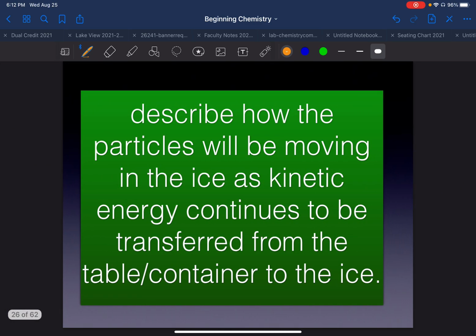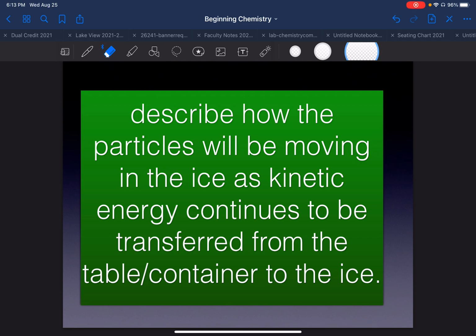And then what we did today was I gave the students some ice at their table, and I asked them to describe how the particles would be moving in the ice as the kinetic energy continues to be transformed from the table to the container of the ice. Some things we had to remember: one, that kinetic energy is referring to your moving energy. The other thing that threw students a little bit was the particles. Particles is just a broad term that I want to use to describe atoms or molecules.